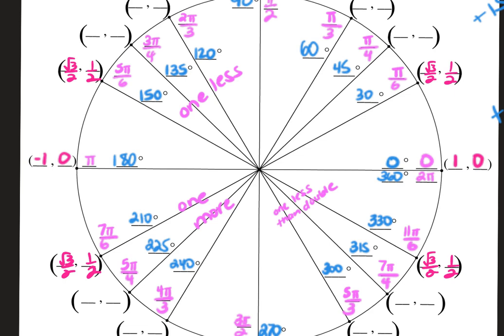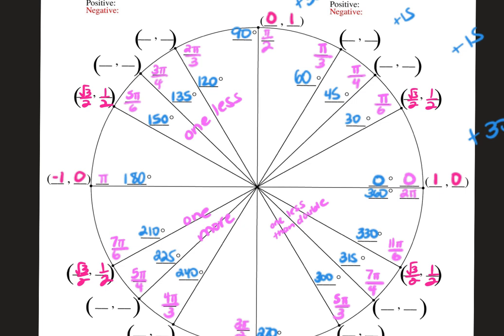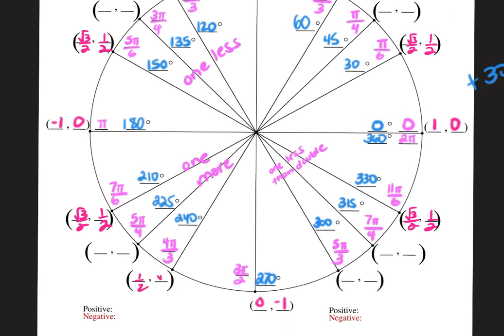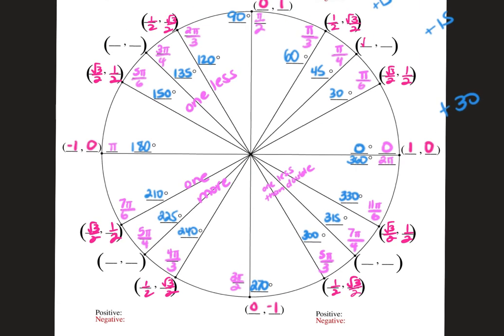Every over 3 gets the reverse of that. Every over 3 gets 1/2, root 3 over 2. And every over 4 gets root 2 over 2 and root 2 over 2.